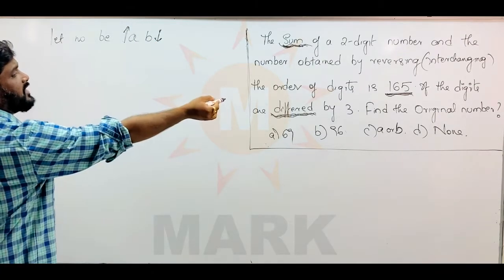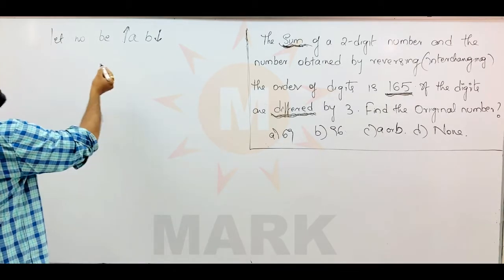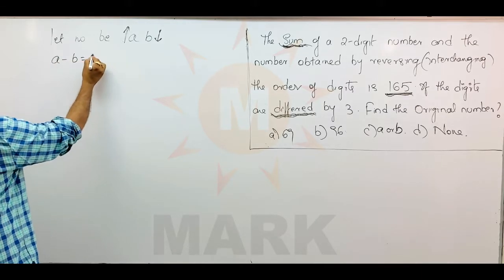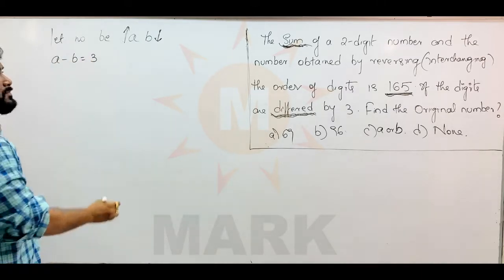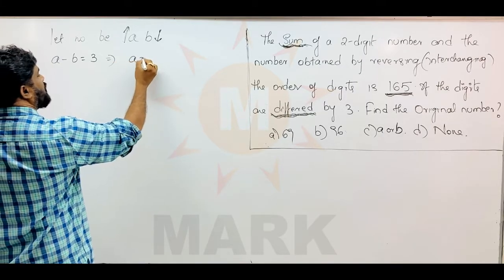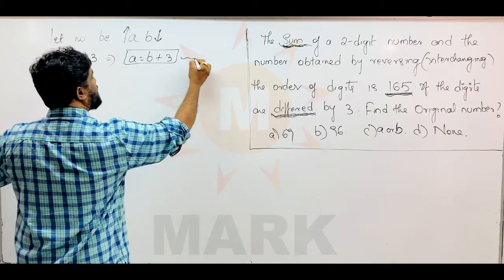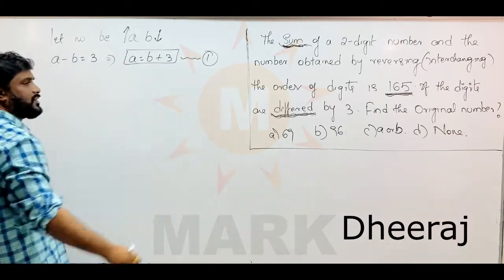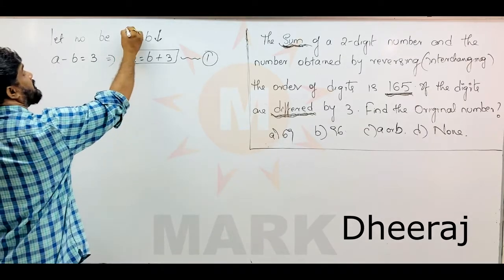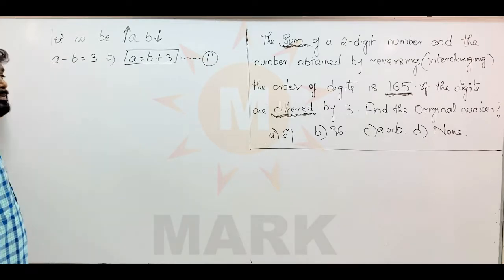From the given, the digits differ by 3. That means A minus B will be equal to 3. That means we can write A is equal to B plus 3, and this is the first equation that we got. Since I have assumed that A is the bigger number, I can take A minus B is equal to 3, A is equal to B plus 3.